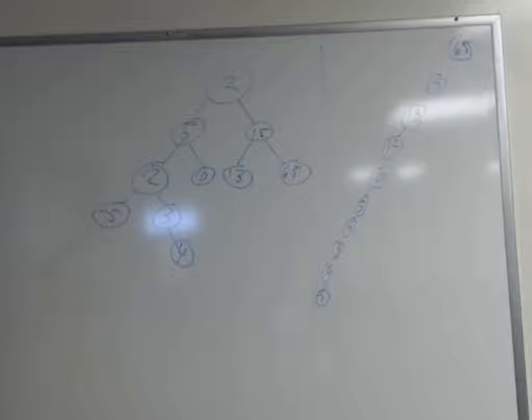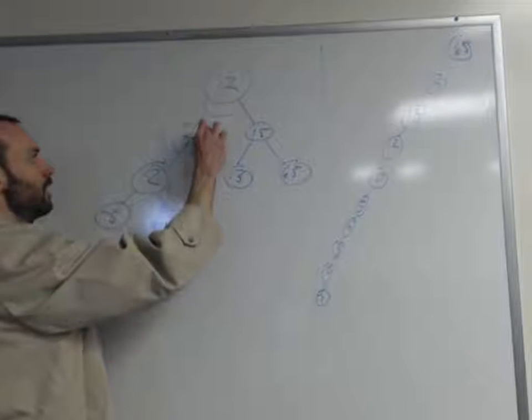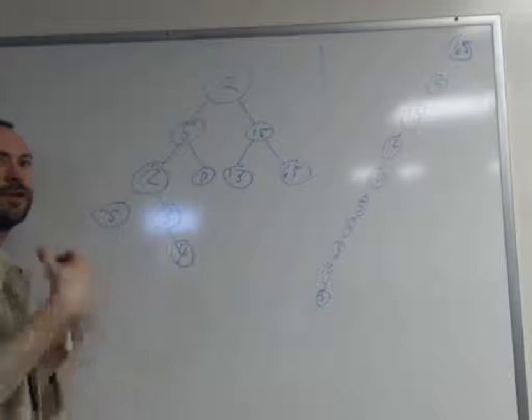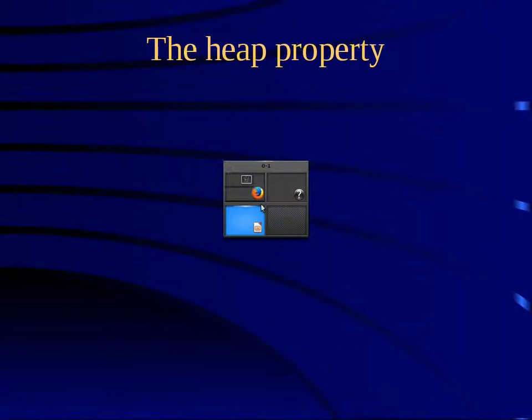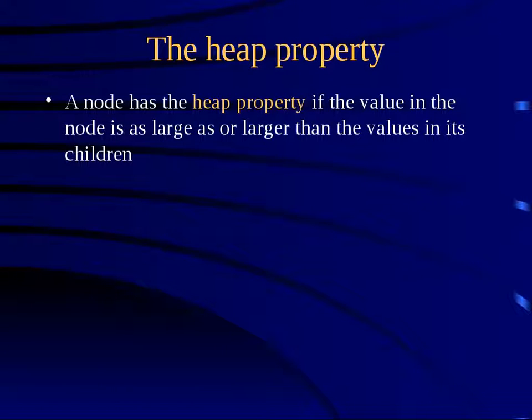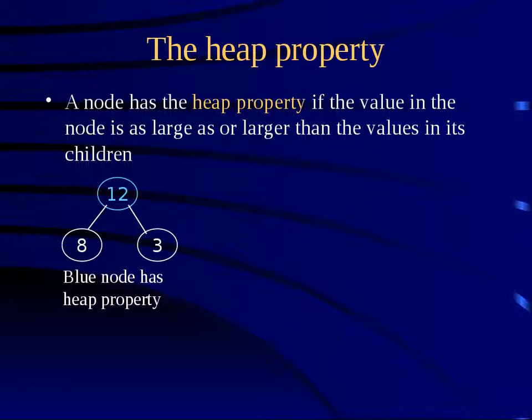So the heap property is going to be similar, where each node is going to have a special property in relation to its other nodes. And let me make sure I stay with the slides. I believe they say greater than. If the value in the node is as large or larger than the values of its children. Okay? So, the blue node has the heap property because 12 is greater than both 8 and 3. All right? So the parent is always going to be greater than its children.